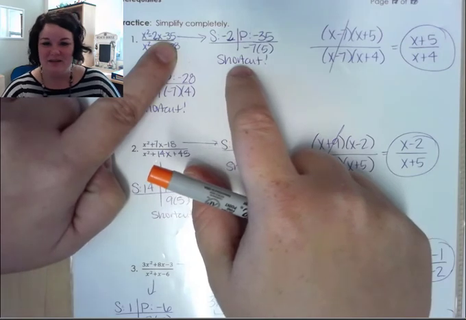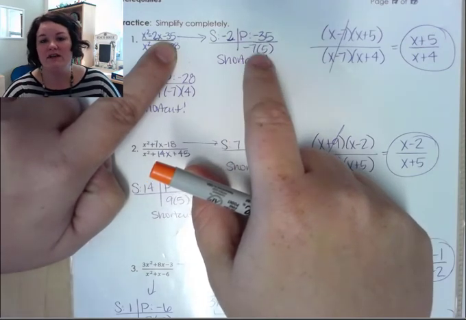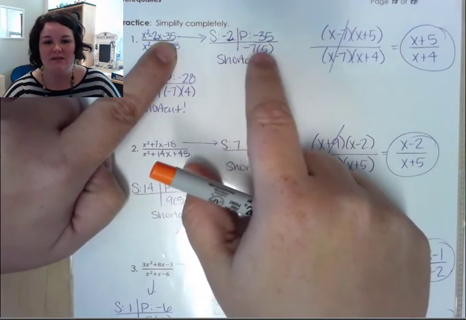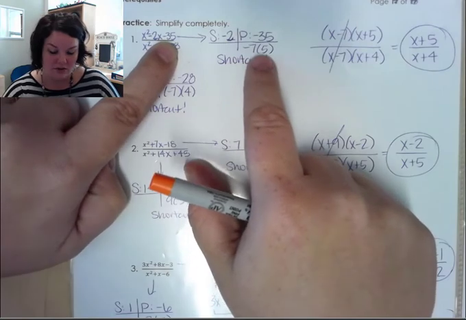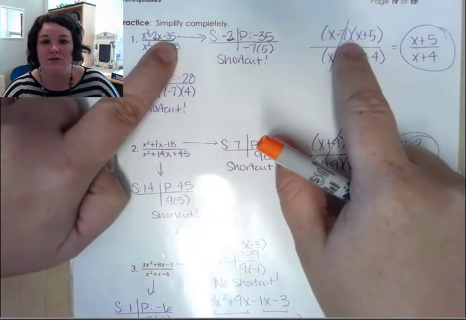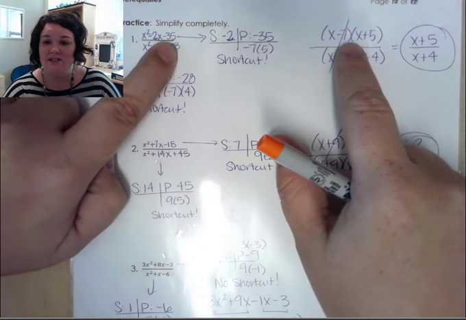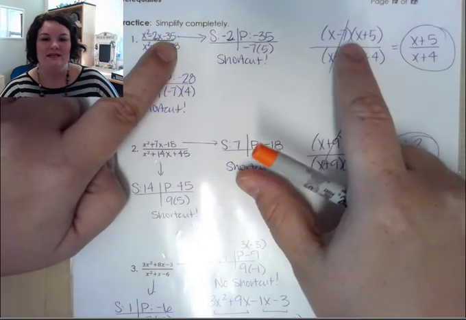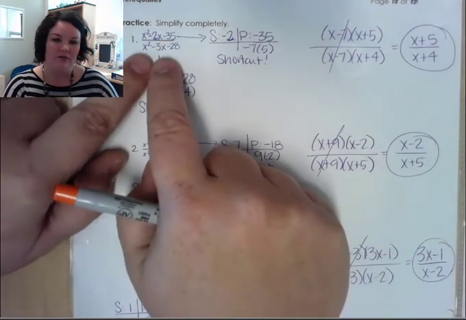Yay! So something that multiplies to -35 that combines to -2 would be -7 and +5. So we can use our shortcut and just go straight into that factors into x minus 7, x plus 5. Same thing in the denominator over here.